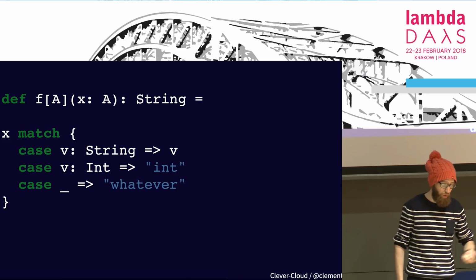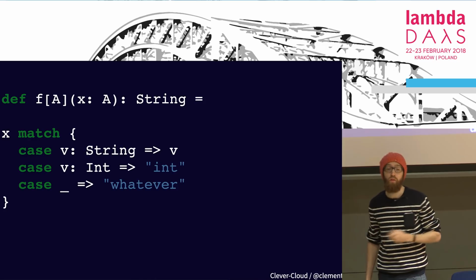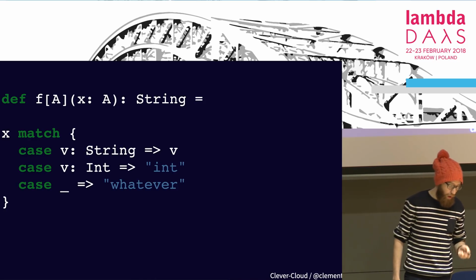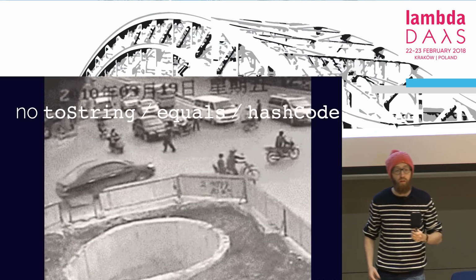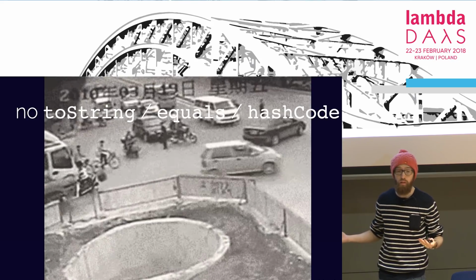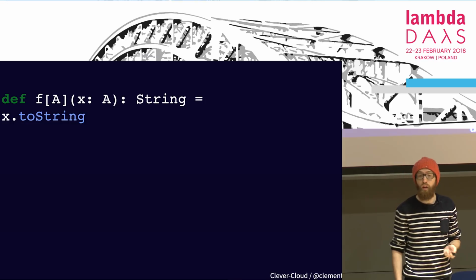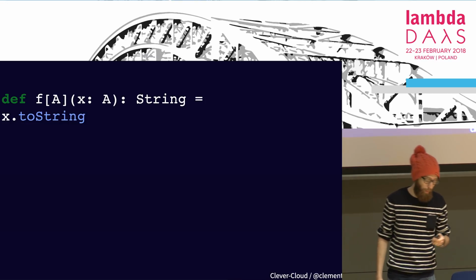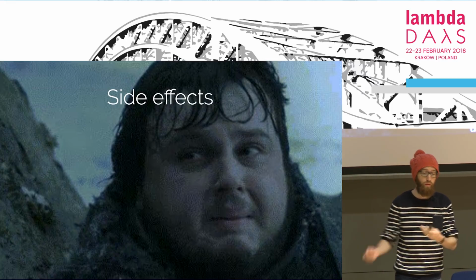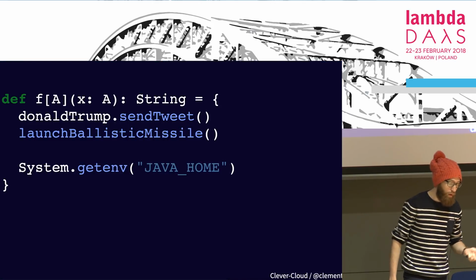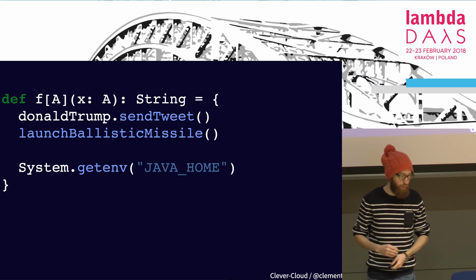And that's an issue, because when I see a function from A to string, I'm expecting to see a function that returns always the same thing. For the same reason, you can't use toString, equals, hashCode, because they are defined for every object. So I can always call toString on any value, and that breaks parametricity too. Side effect is the same. If you do side effects, for instance, reading from the environment, then it will do bad things.